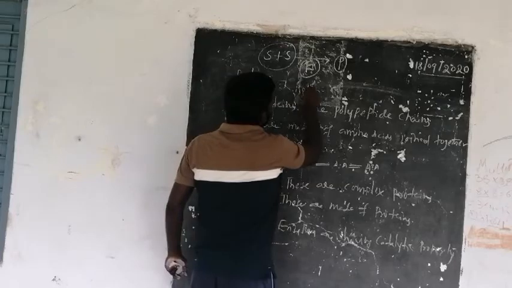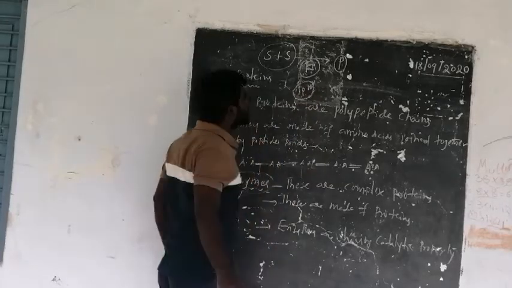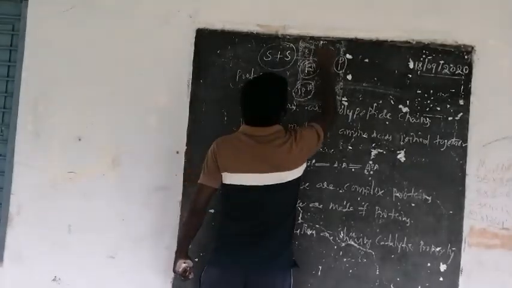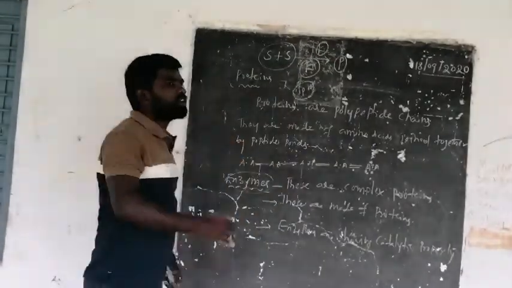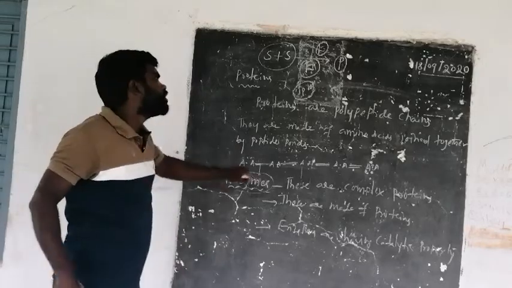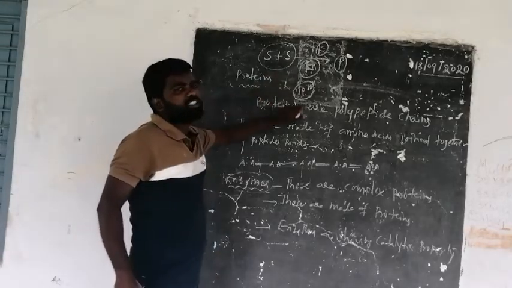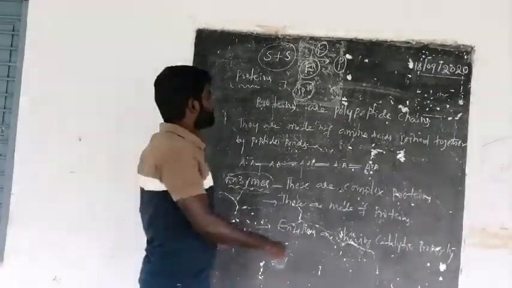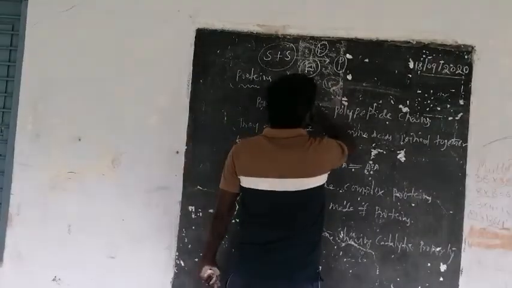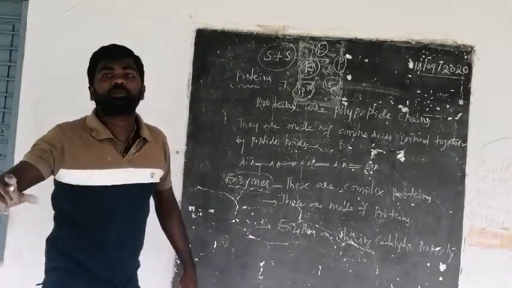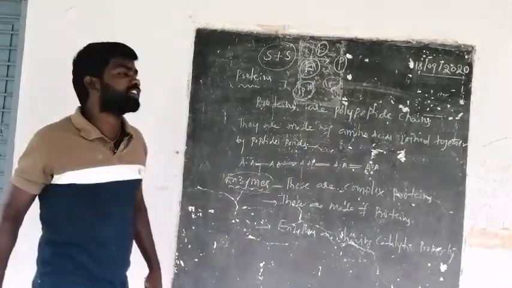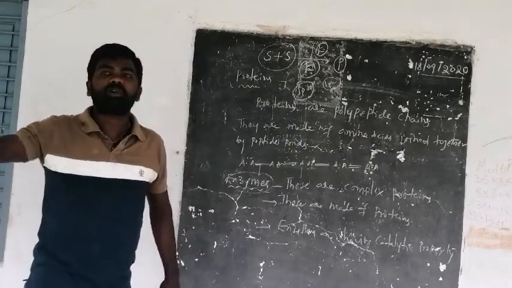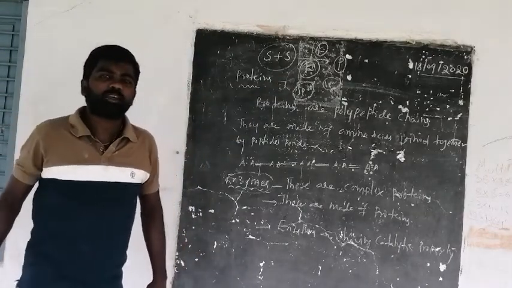For example, for the reaction between this substrate molecule and this substrate molecule to yield this product molecule, 10 hours of time may be taken without an enzyme. But in the presence of an enzyme, this 10 hours is reduced to only 10 minutes. That much speed of reaction occurs in the presence of an enzyme. In the absence of an enzyme, there is a much longer delay in every chemical reaction.